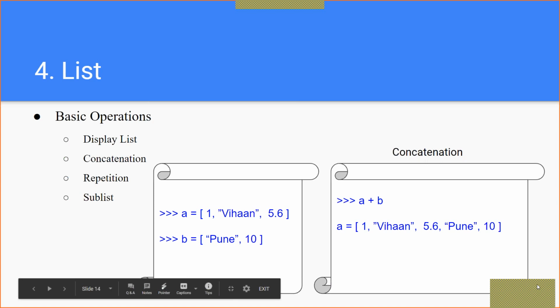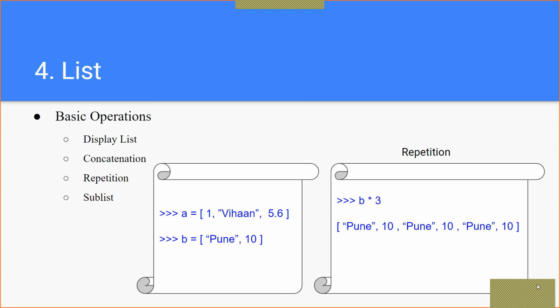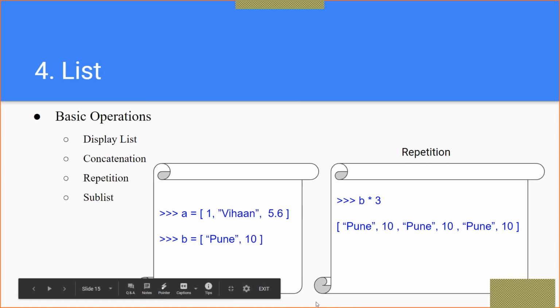Now how to repeat this? That's similar to your string also. You can decide how many times you want to repeat it. Here, suppose I have taken this B list because this is a short list. So I can repeat this list 2 times, 3 times, 4 times, or multiple times. Whatever number you give here, that number of times this B list will be repeated.